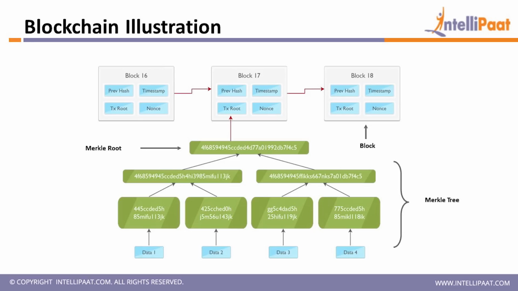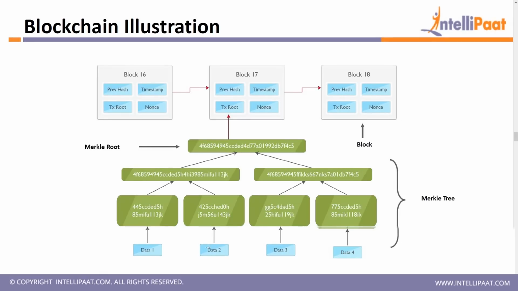So this diagram actually depicts the transaction root or Merkle root inside an existing blockchain. So this can now be easily understood: data 1, data 2, data 3 and data 4 are calculated, hashed and then hashed again to retrieve the value of the Merkle root.